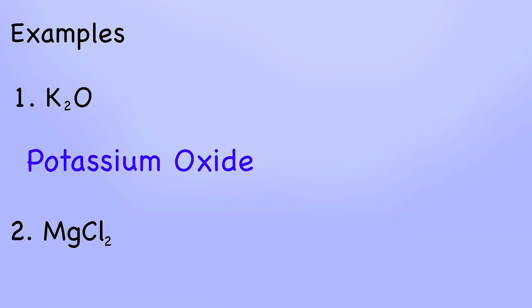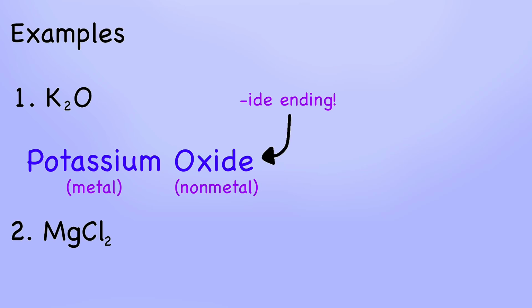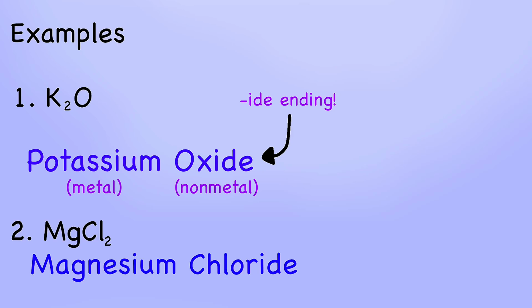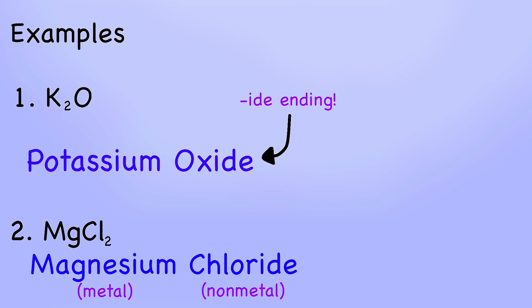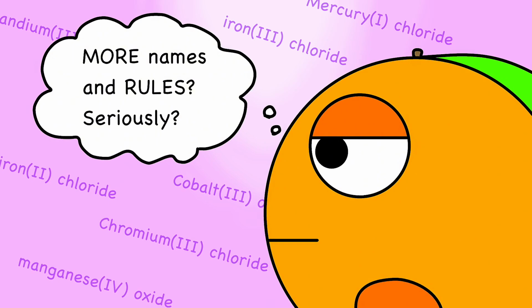K2O should be potassium oxide. Potassium is a metal and oxygen is a nonmetal, so potassium should go first and oxygen should go last. MgCl2 is magnesium chloride. Magnesium is a metal and chlorine is a nonmetal, so magnesium should go first and then chlorine. Transition metals might be in the formula of ionic compounds as well.